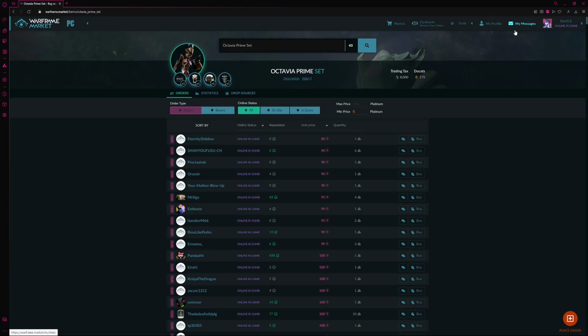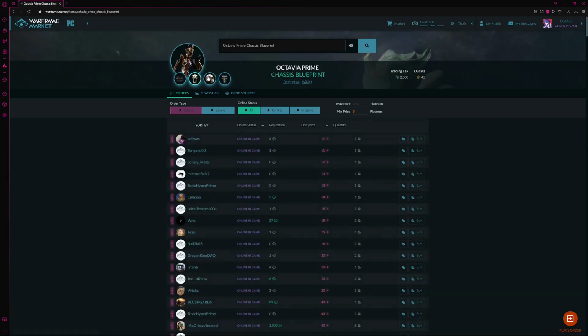And say they currently have for sale a chassis blueprint for Octavia, and then like three pieces for a weapon that I want. I'd be like, hey, can I bulk buy all five and I'll give you the correct amount, whatever that amount is, say 200, 250, whatever. And they'd message you back, like, yep, I'll be on at X time, and then their time zone, and you do it like that.